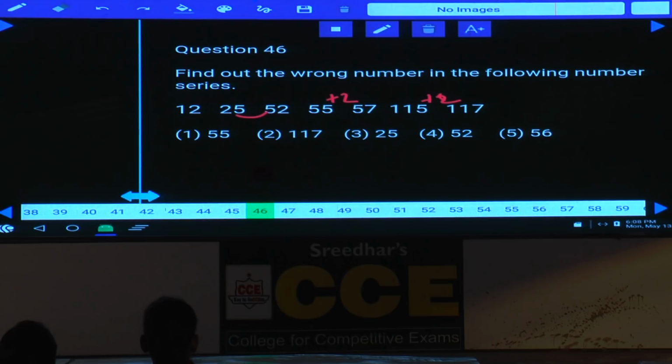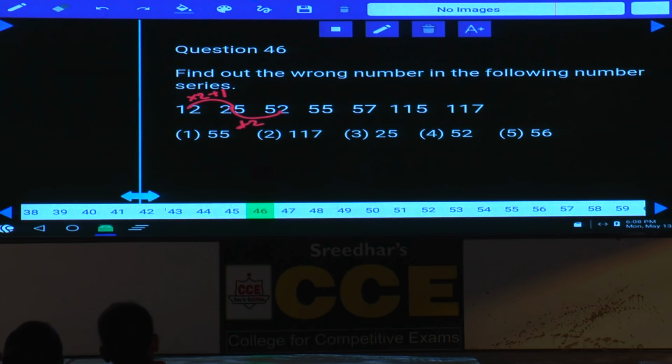Then coming to the remaining numbers, 57 and 115. How can you express this? 57 into 2 is 114, plus 1 is 115. Then into 2 plus 1 and plus 2. If you take this one, this is again into 2 plus 1. 12 into 2 plus 1 is 25, and 25, what's the next number here? 25, next only plus 2. Plus 2 is so much?